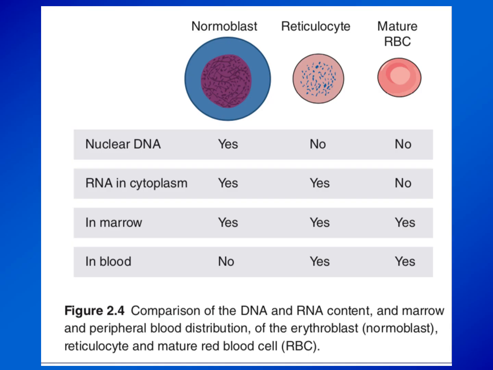How do the normoblast, reticulocytes, and mature RBC differ? The normoblast contains nuclear DNA, and RNA is present in the bone marrow but not in the blood. The reticulocyte does not contain DNA but contains RNA in small amounts. It's present in the bone marrow and present in the circulation, in the blood. The mature red blood cell contains neither DNA nor RNA, but it can be seen in the bone marrow and in the peripheral circulation.